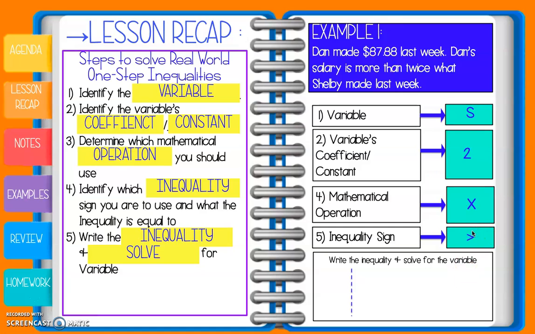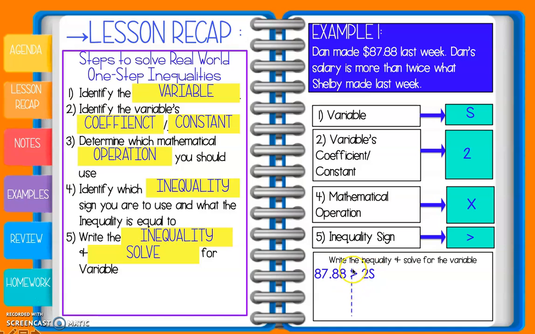Okay, so we're going to write it just the way we read it on here. $87.88 is greater than twice what Shelby made. Okay, so $87.88 is greater than or more than twice what Shelby made. Okay, then we're going to solve and graph our solution set.